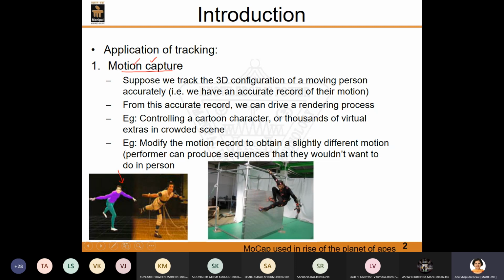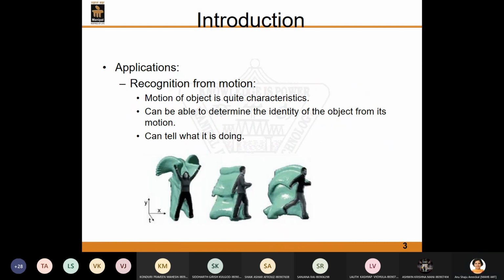So that is one example or one application. Now, another application which makes use of object tracking is basically recognition from motion. Now, what that means is there is some movement, right? And what object tracking does is it will try to find out the path or the movement of the object, right? Now from there you're trying to recognize what is the movement. So that is what you mean by recognition from motion application.